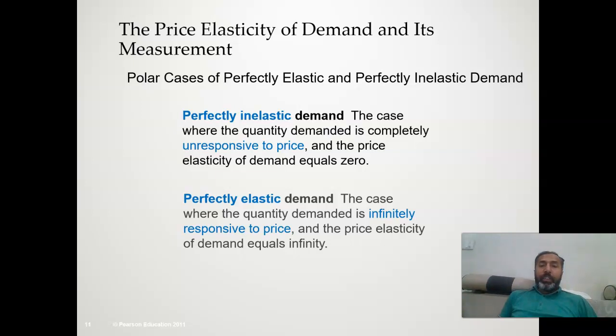Now, there are two extremes. One is perfectly inelastic demand, and the second extreme is perfectly elastic demand. A perfectly inelastic demand curve is the case where demand does not respond to change in the price. Thus, the answer of PED will be equal to 0. However, a perfectly elastic demand curve is a case where quantity demanded is infinitely responsive to price, and the price elasticity of demand equals infinity.